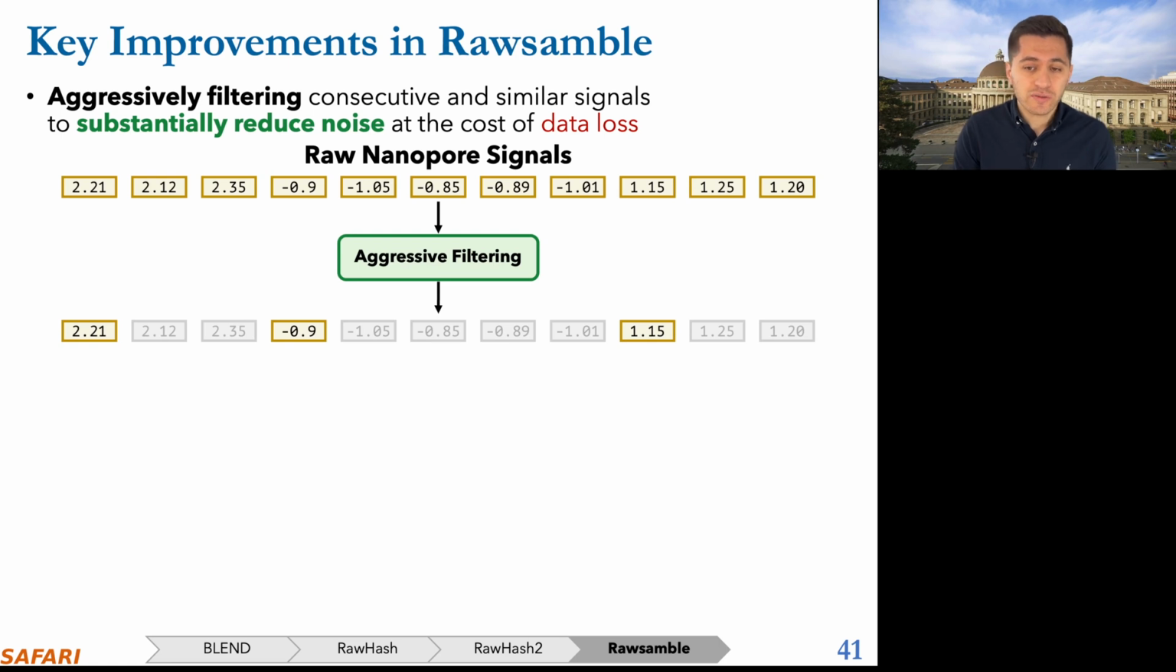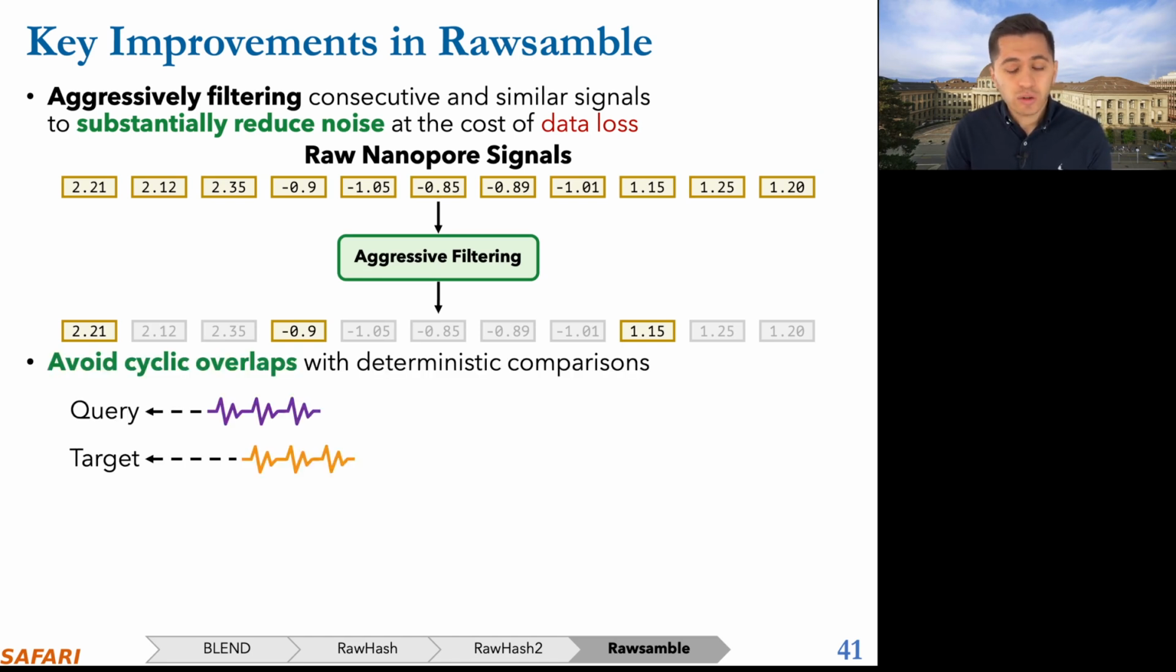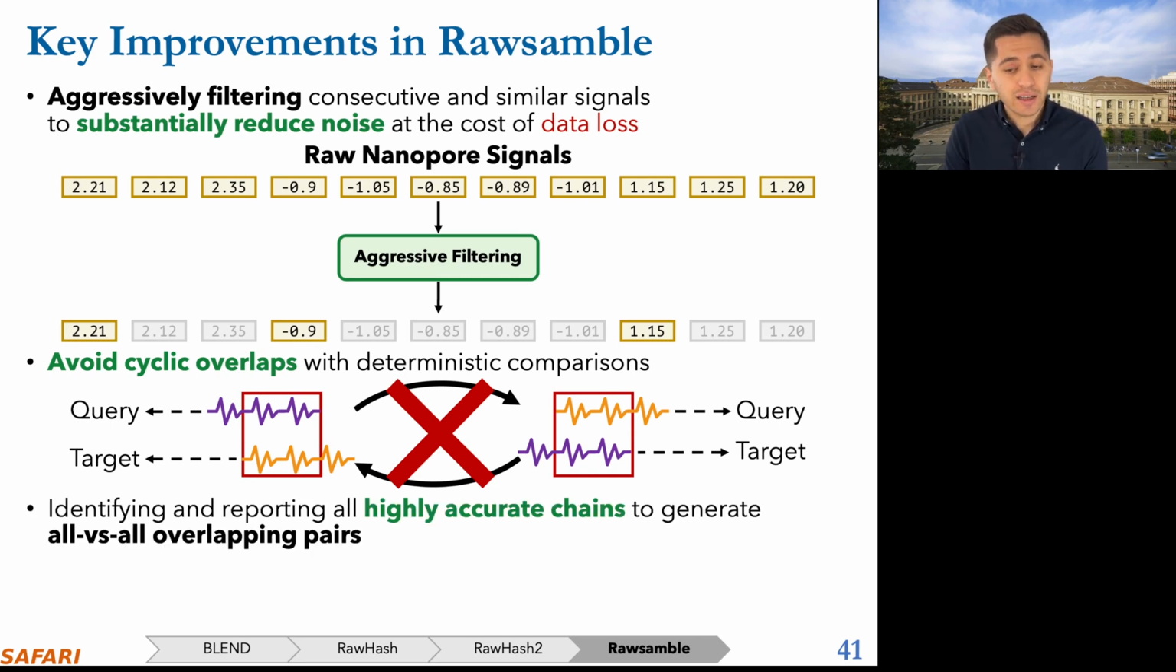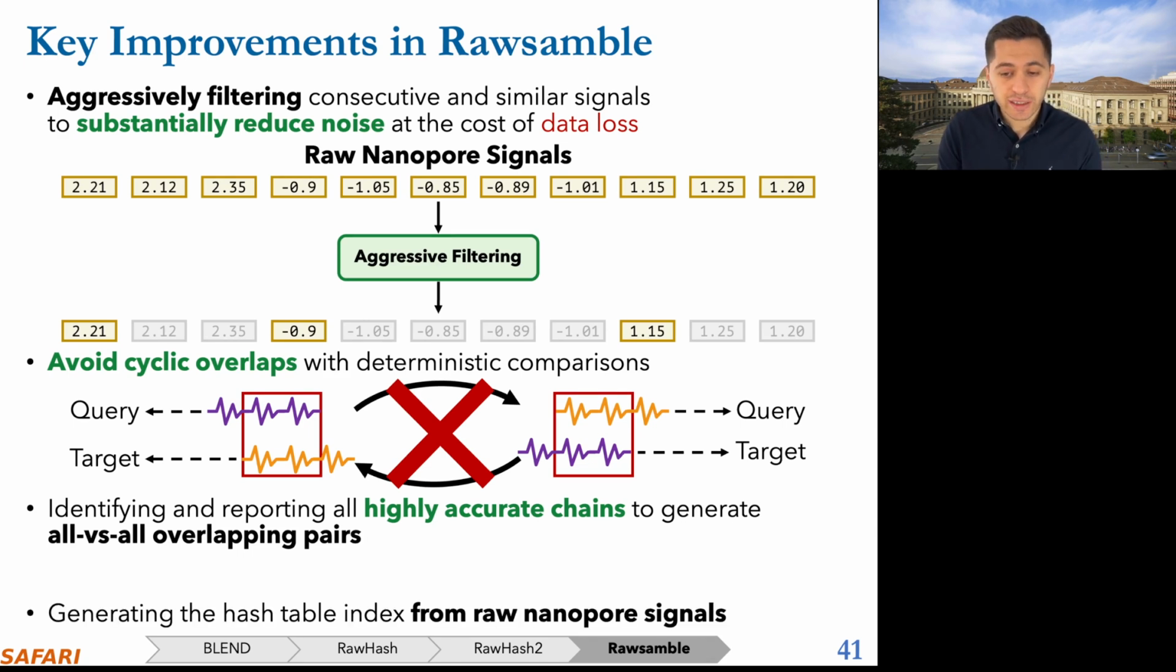First, to reduce noise when comparing noisy raw signals, we apply aggressive filtering. This removes similar signals that appear consecutively, often generated by sequencing errors such as stay errors, though it may result in some data loss. Second, overlapping reads can map to each other cyclically when using the target signals as query and vice versa due to shared regions. To prevent cyclic overlaps, we perform a simple deterministic comparison and report each overlapping pair only once. Third, we identify highly accurate chains to effectively prune incorrect overlapping pairs. Fourth, we enable constructing an index directly from raw nanopore signals instead of reference signals.